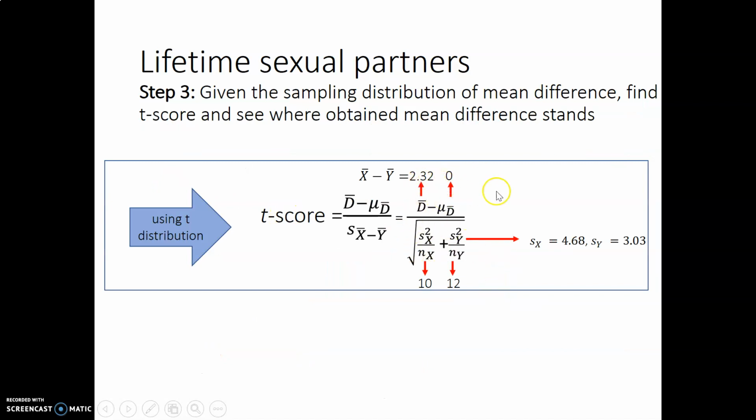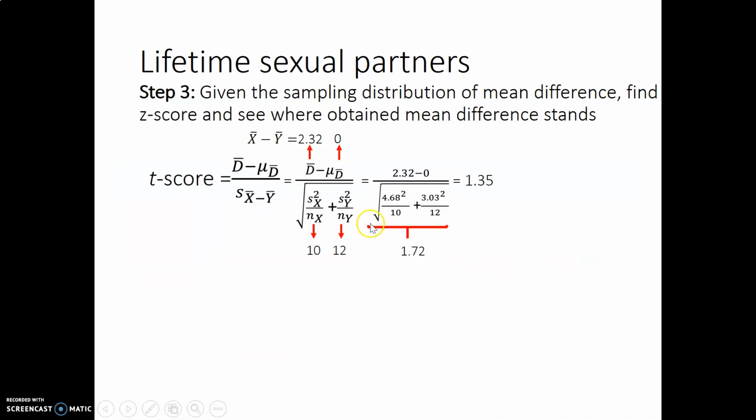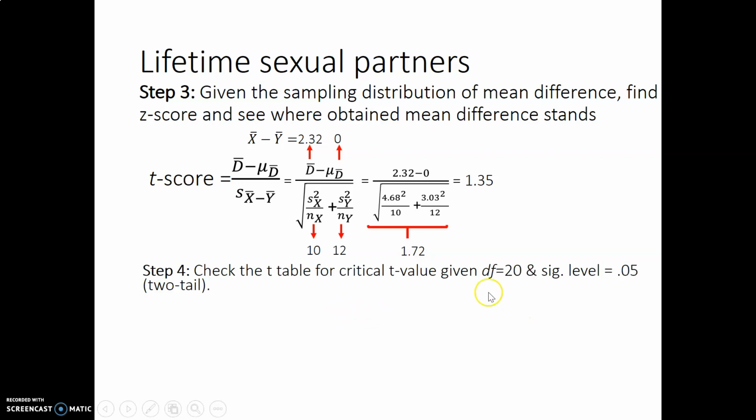So we plug in everything here, and this gives us the final answer of our t-score for our observed mean difference, which is 1.35. The next step is to compare this value against the critical value we found in a t-table. We know that we are doing a two-tailed test with a significance level of 0.05, and we still want to find one thing, which is the degree of freedom. This is a little bit tricky.